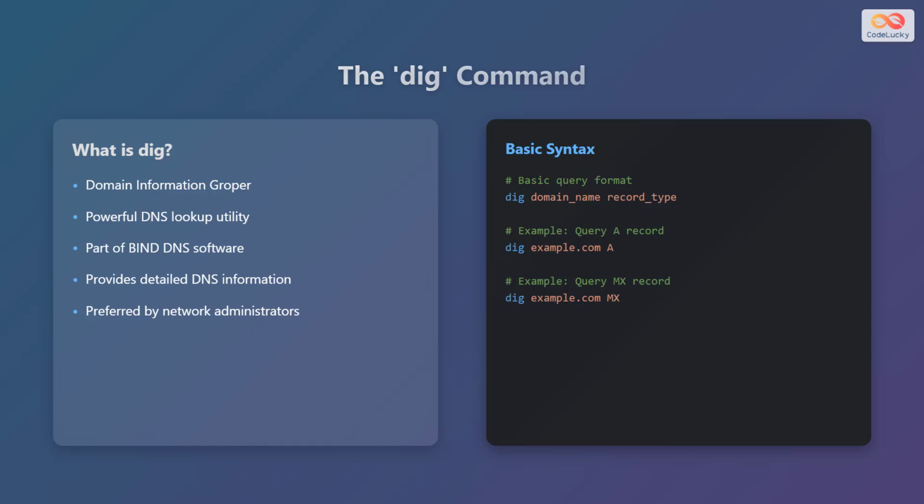troubleshooting and network analysis. The basic syntax of the dig command is as follows: dig followed by the domain name, and then the record type you are interested in querying. For example, to query the A record for example.com, you would type dig example.com A. To query the MX record, you'd type dig example.com MX.